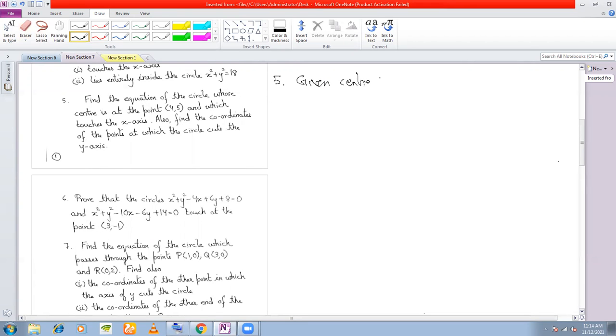The center of the circle is (4, 5). You have to find the equation of the circle whose center is this and which touches the x-axis. Now, if a circle touches the x-axis, then what happens? As I told you earlier also, if the center is (4, 5), then what should the radius be equal to? The radius should be equal to the y coordinate, right?